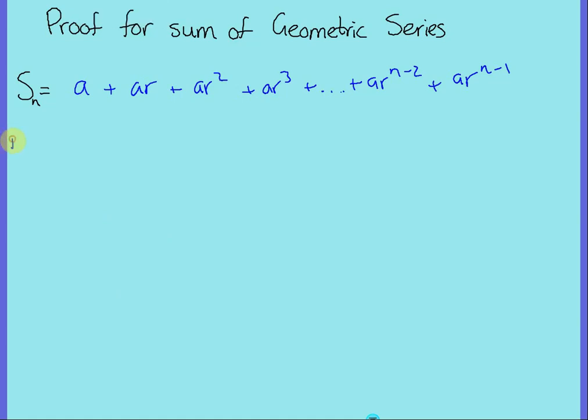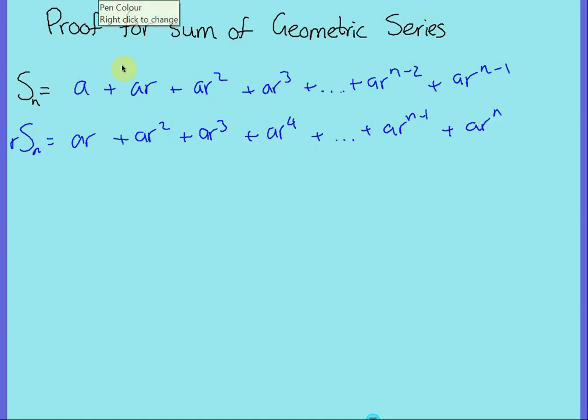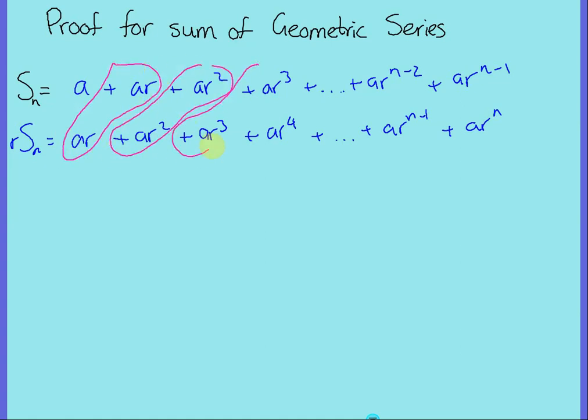So what we did, we decided to times it by r. And watch what happens. If we times this first line by r, we get ar, then ar squared, ar cubed, ar to the 4, ar to the n minus 1, and then ar to the n. You should be able to see that they will cancel, they will cancel, they will cancel if we subtract them. Now that poses another problem. If we subtract them, what order do we want to subtract them?